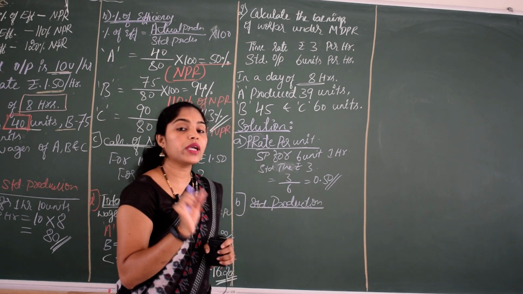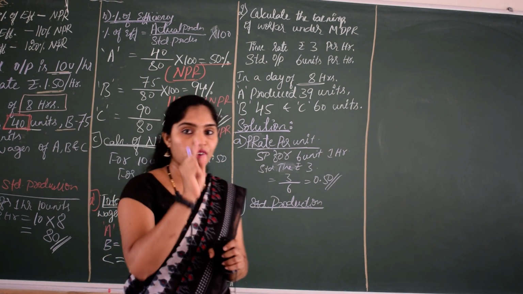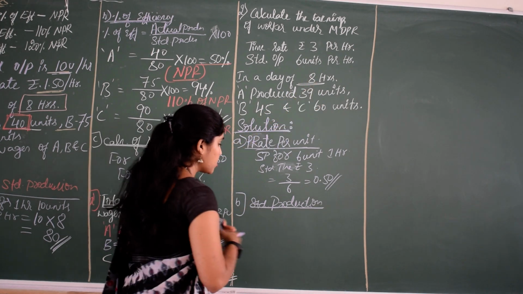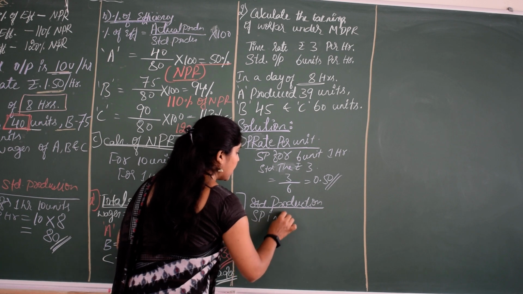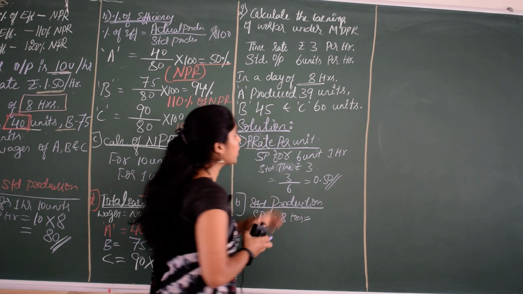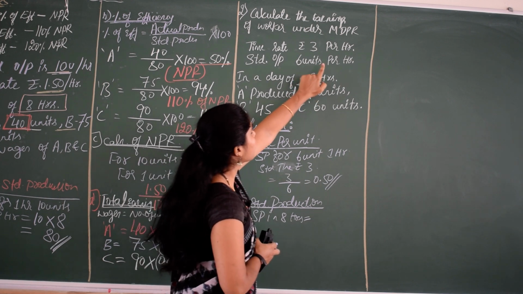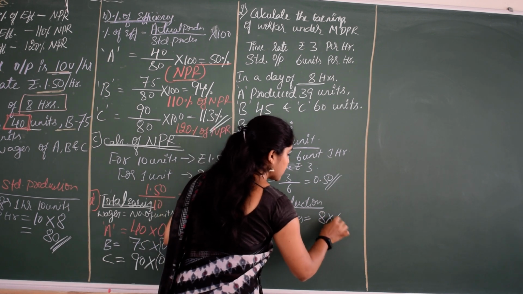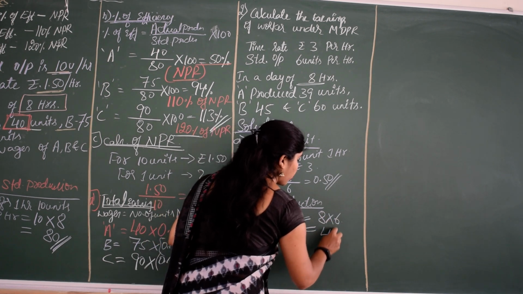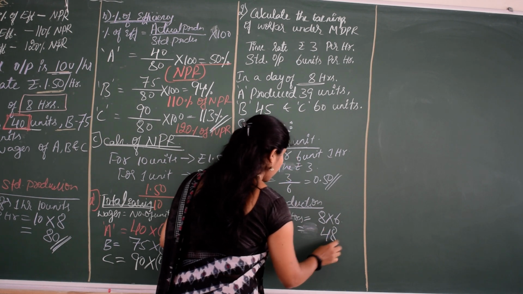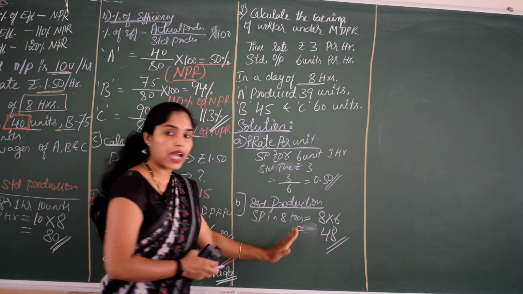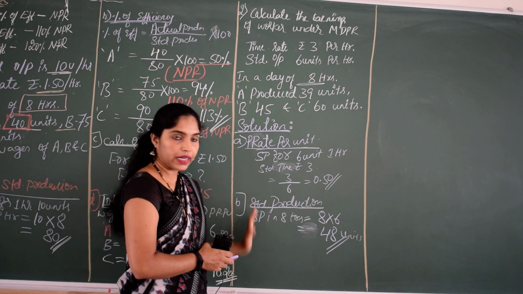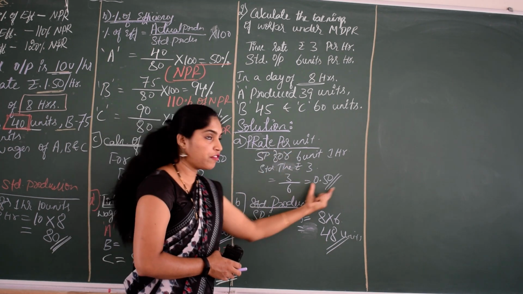Standard production is given, but only for 1 hour, because in a day employees work for 8 hours. So what is the standard production in 8 hours? Per hour they manufacture 6 units, so for 8 hours multiply 8 into 6. They get 48 units. So 48 units is the standard production. We have calculated the basic things: piece rate 50 paise per unit.